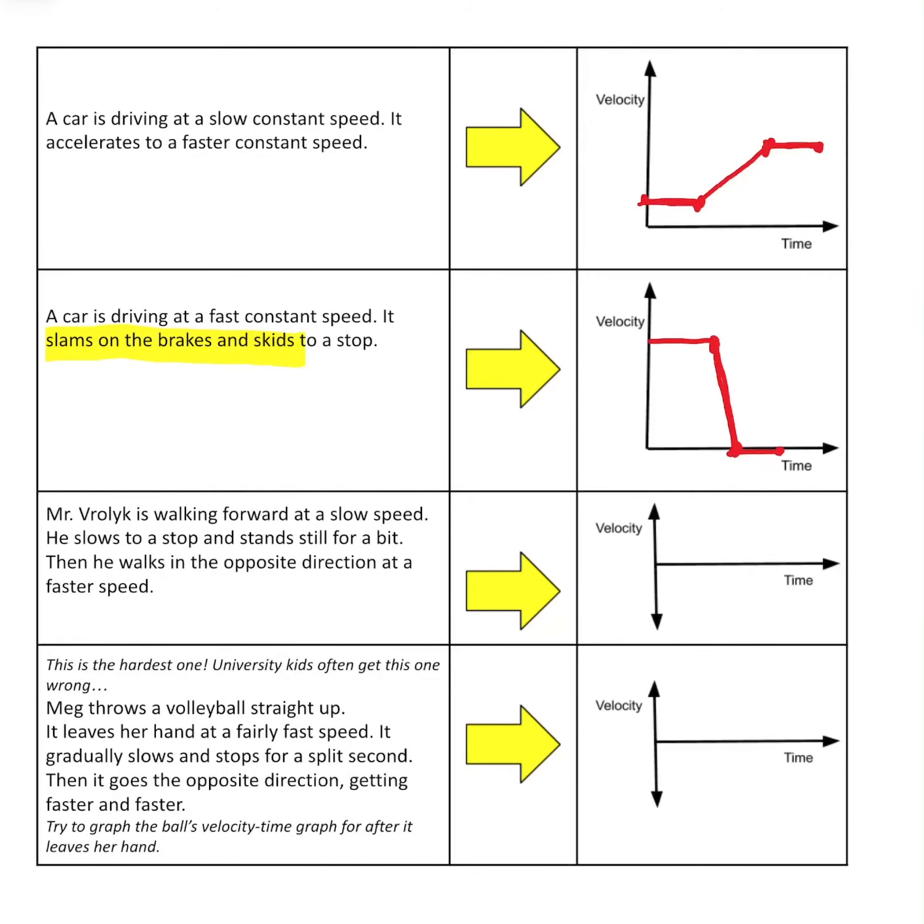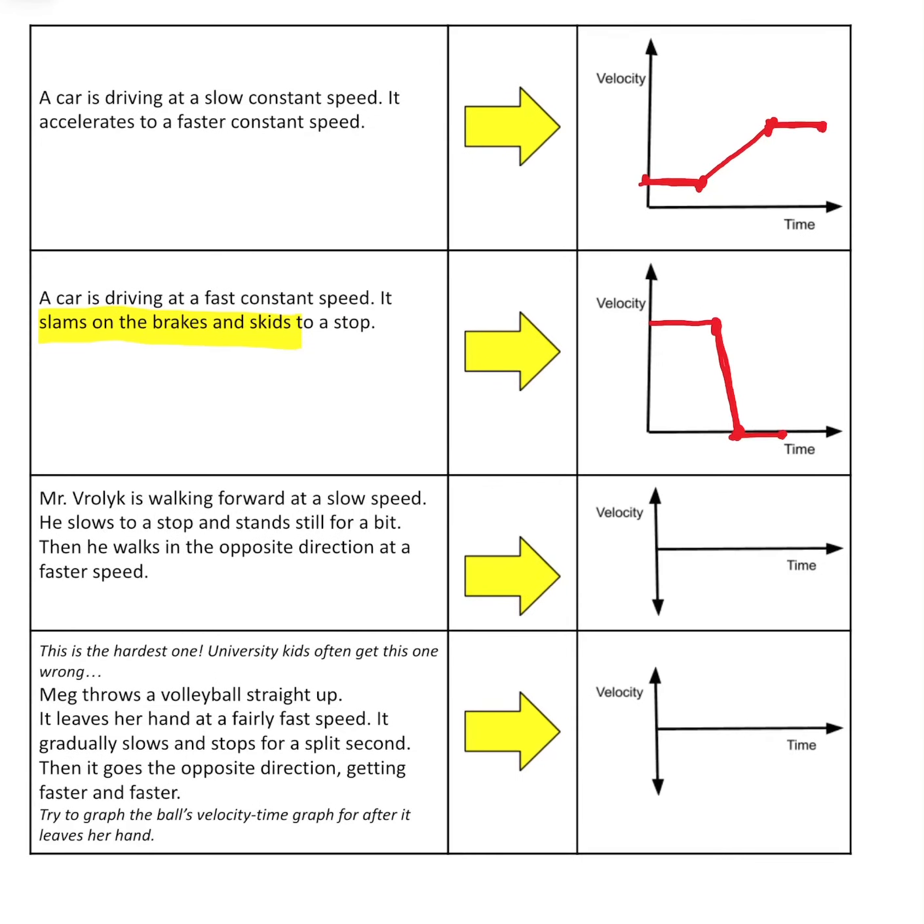Mr. Vrlich is walking forward at a slow speed. Can't make it much bigger, so we'll squeeze this in. Forward at a slow speed, so that's gonna look like this. Slows to a stop and stands for a bit. So slows to a stop is kind of like our car. Slows, stands for a bit. Then he walks in the opposite direction at a faster speed. Opposite direction means we're gonna drop below the time axis. Fast means we're gonna get farther away from the time axis. So it's a little bit messy. Pretend those are straight lines.